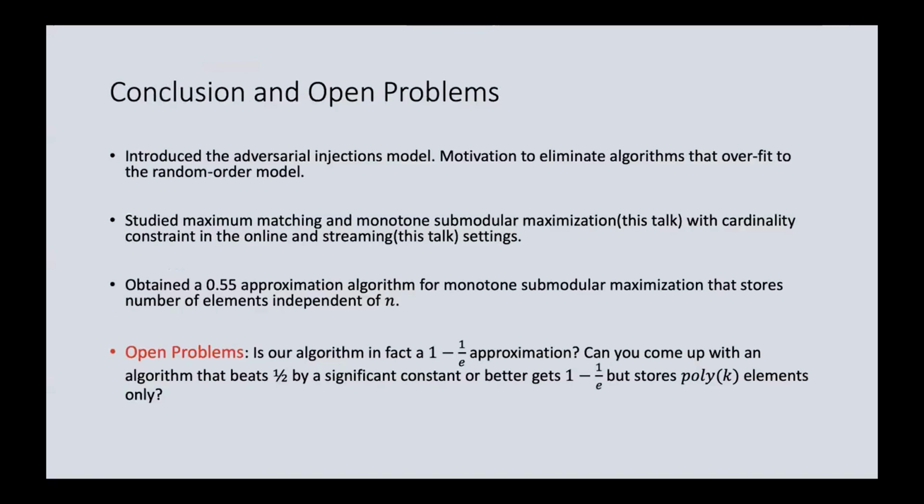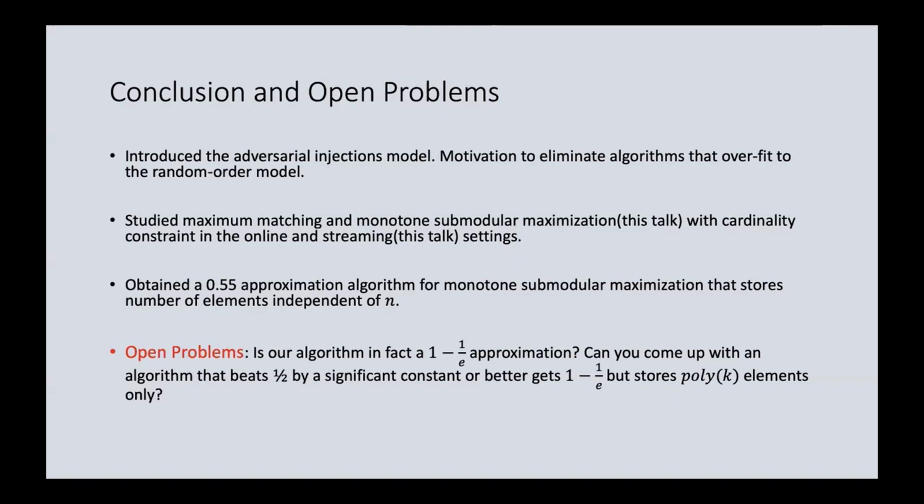To conclude, we introduced the adversarial injections model, and the motivation was to eliminate algorithms that overfit to the random order model, but simultaneously being easier than the worst case model. We studied maximum matching and monotone submodular maximization with respect to cardinality constraint in the online and streaming settings. We were able to obtain a 0.55 approximation algorithm for the latter problem. So all the open problems that we have are from the latter problem that we studied.